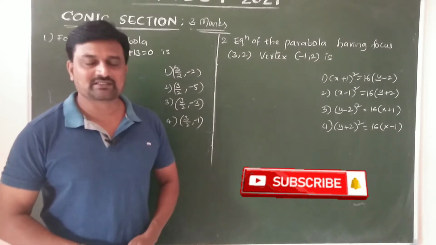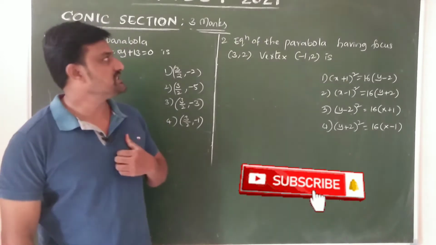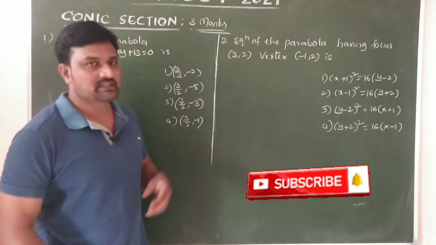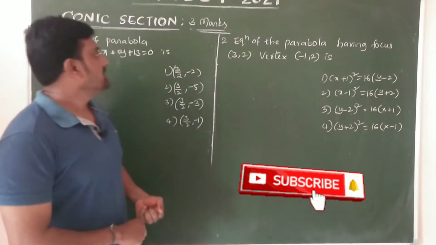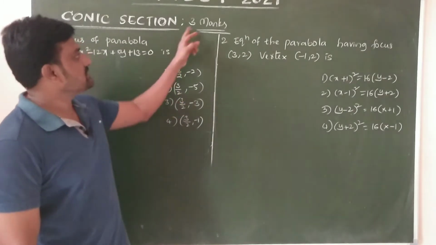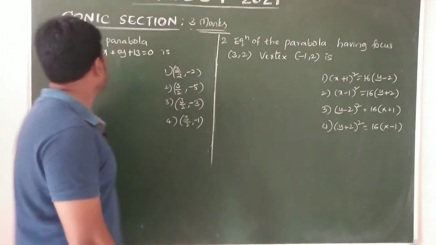Hi students, let us go with our new topic, conic section. From conic section: parabola, ellipse and hyperbola. Each chapter has 1 mark, so 3 marks we are guessing, okay.